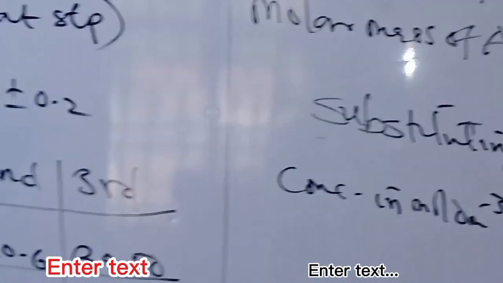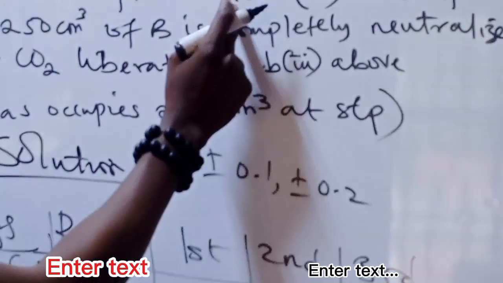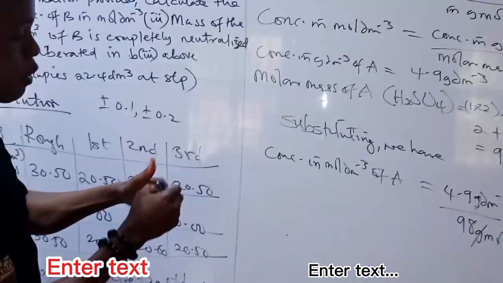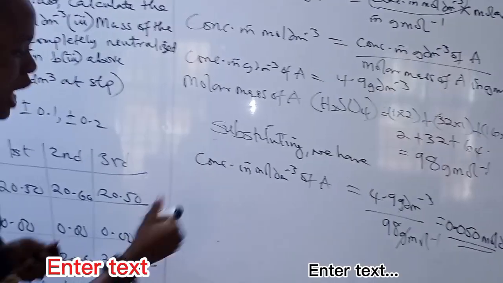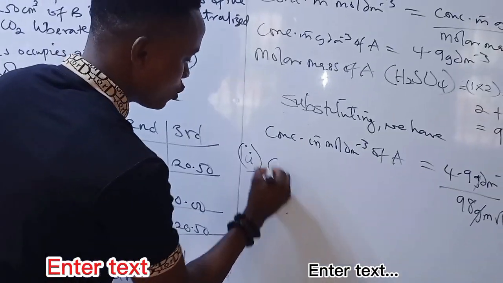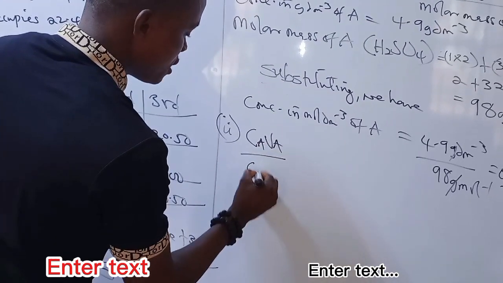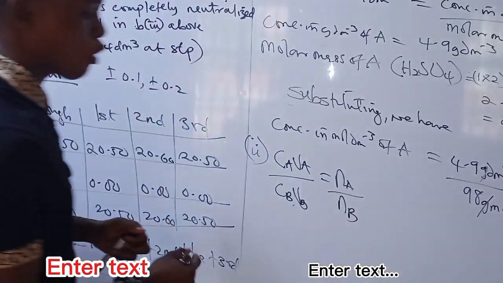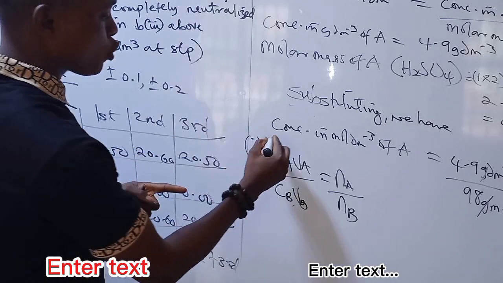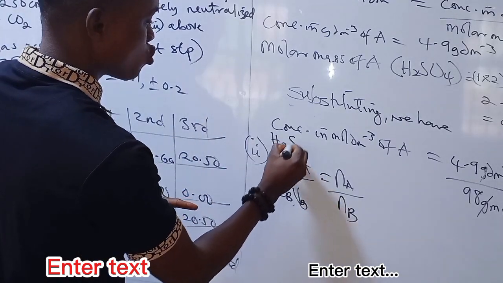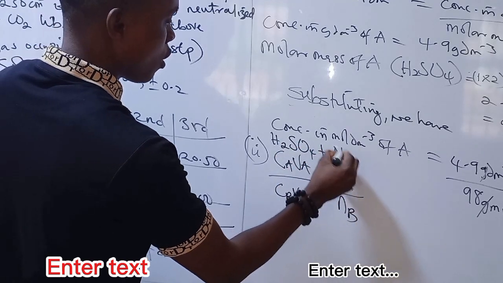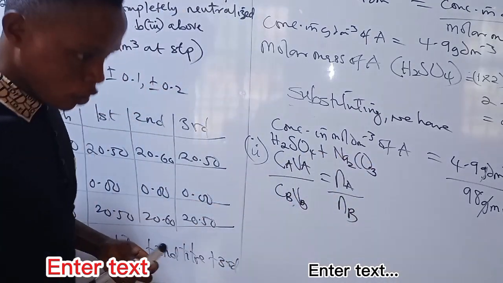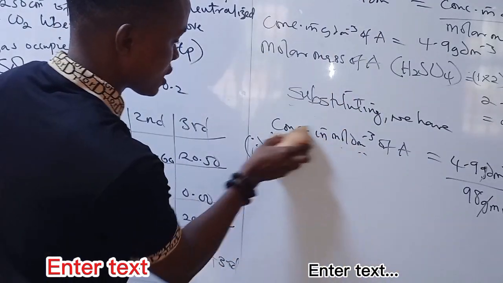Then part II says concentration of B in moles per dm cube. Now, since we have already gotten our concentration of A in moles per dm cube, we can now use CAVA over CBVB is equal to NA, number of moles of A, over number of moles of B. Like I normally advise, make sure you write the equation of reaction here. H2SO4 plus your sodium trioxocarbonate(IV). The equation of reaction should be the first thing you write.